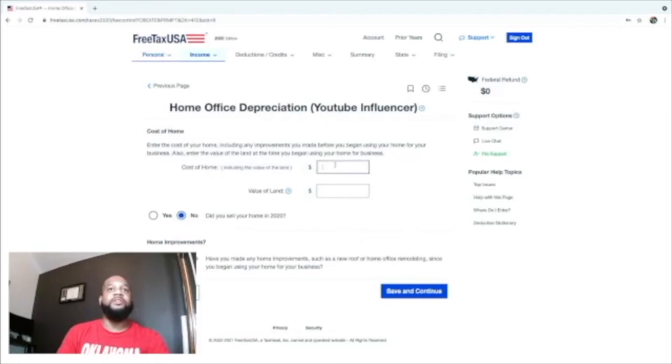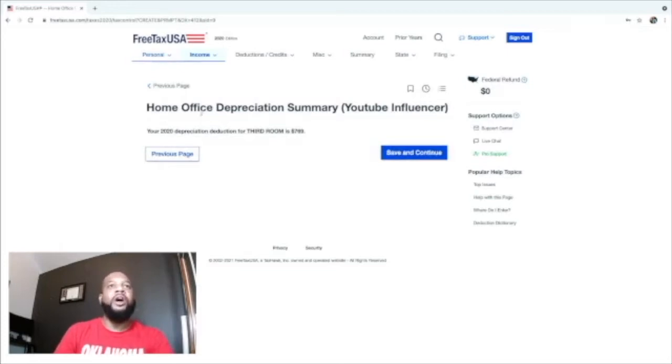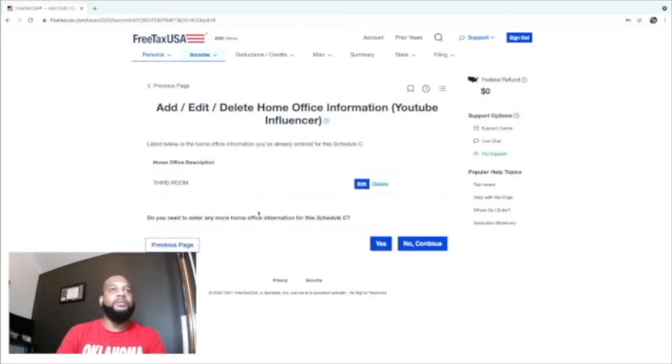Okay, so the cost of the home is $120,000. The value of the land, we ain't gonna put no value for the land. Did you sell your home in 2020? No. All right. Home office depreciation. Third room, $769. All right. Do you need to? No.